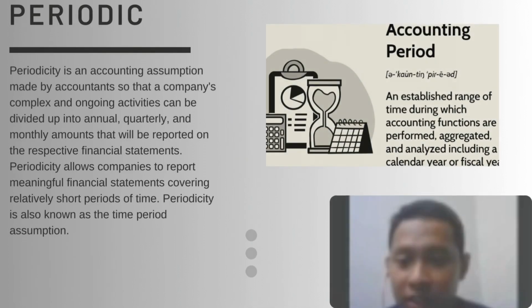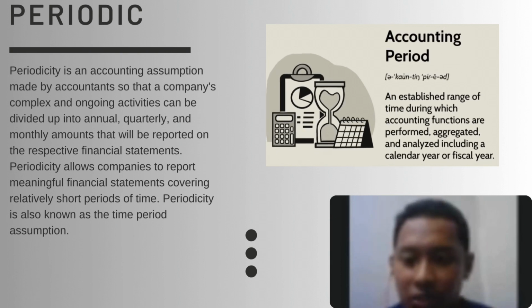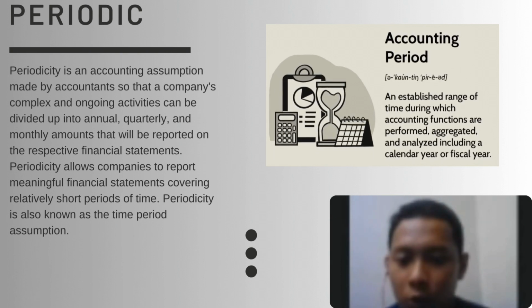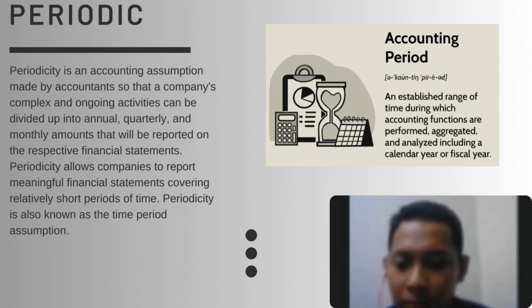One is periodicity. Periodicity is an accounting subject where the accountant divides the company's complex and ongoing activities into annual, quarterly, and monthly amounts that we report. There will be reports on the respective financial statements. Periodicity allows companies to report meaningful financial statements covering a relatively short period of time. Periodicity is also known as the time period assumption.